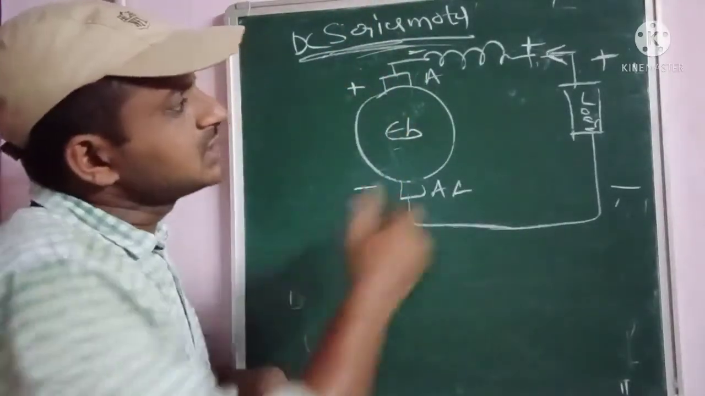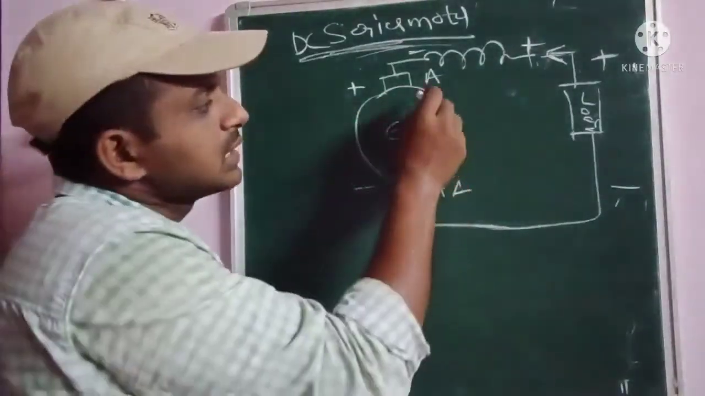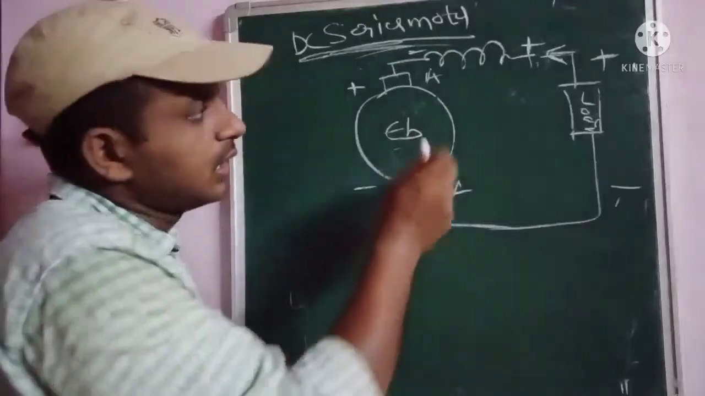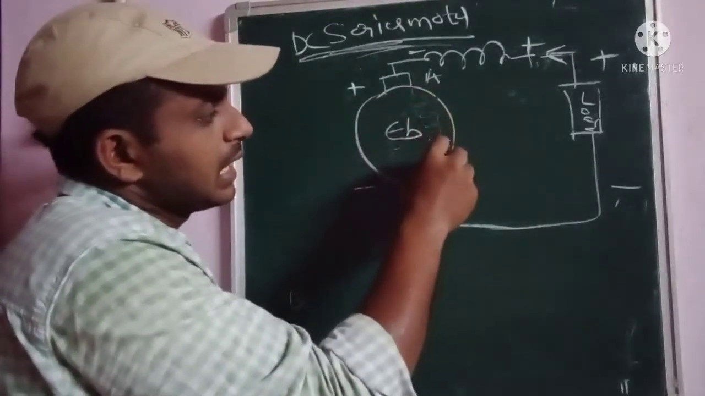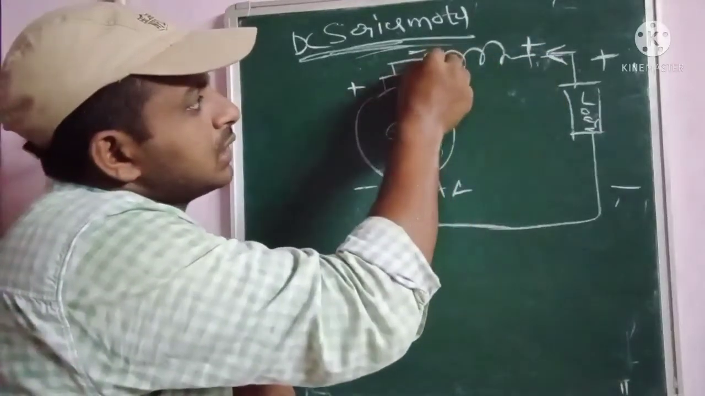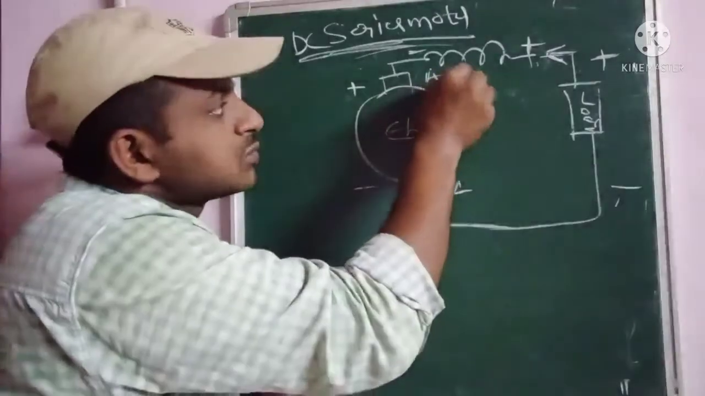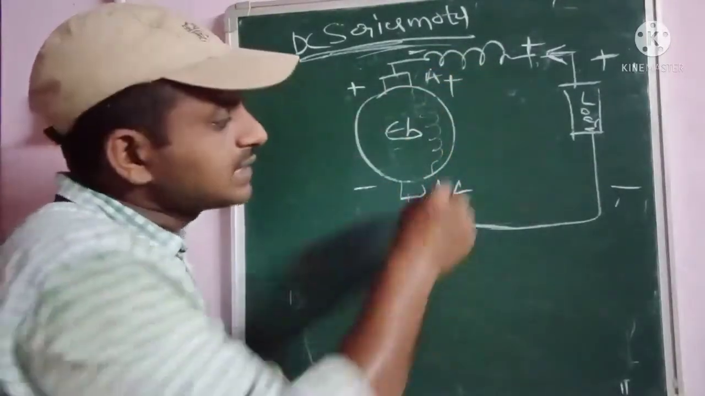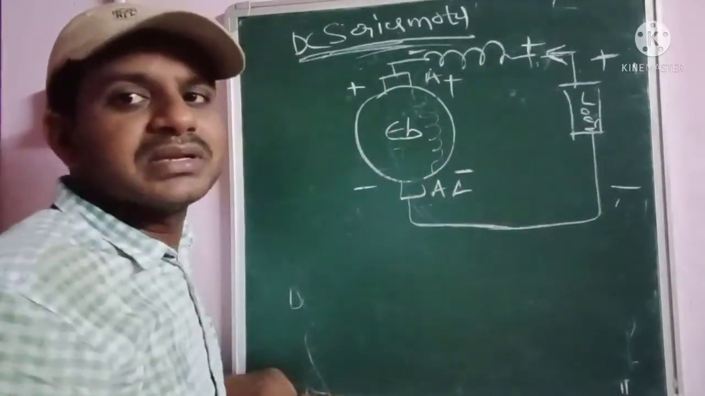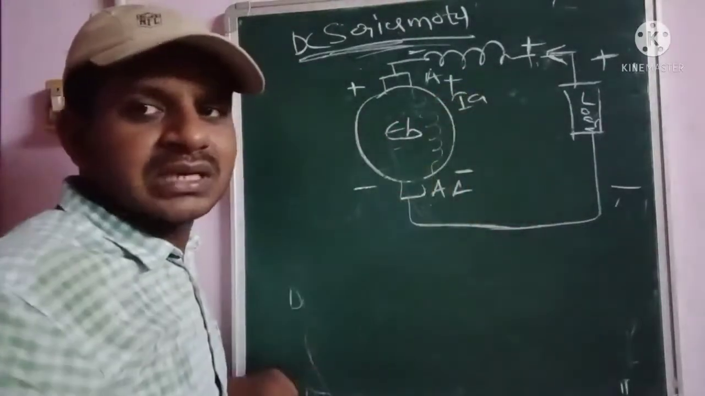Here also some armature winding is there, so A, like this, internally. This is A and this is A. Here the current will be entering, leaving, and again entering the armature. So that's why we give plus and minus for the armature indication. Here there is also the armature current and the armature resistance.